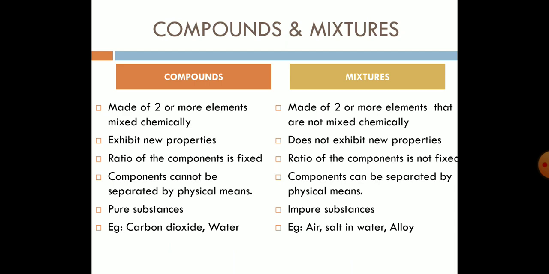So compounds are when two or more substances are mixed chemically, whereas in a mixture, two or more elements are not mixed chemically. Mixtures don't exhibit new properties, the ratio of the components is not fixed, and in mixtures the components can be separated by physical means. They are called impure substances. Impure. Examples: air, salt in water, and alloy.